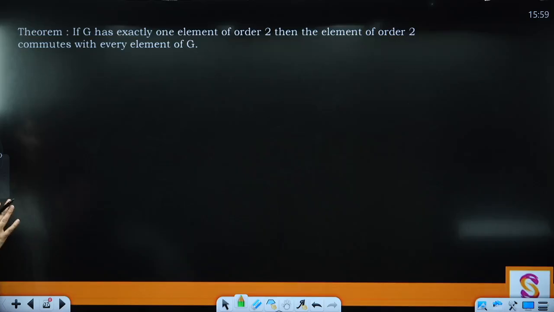If G has exactly one element of order 2, then the element of order 2 commutes with every element of G. Now, what is the theorem saying?